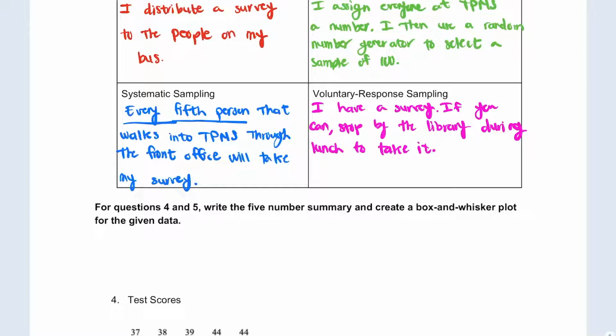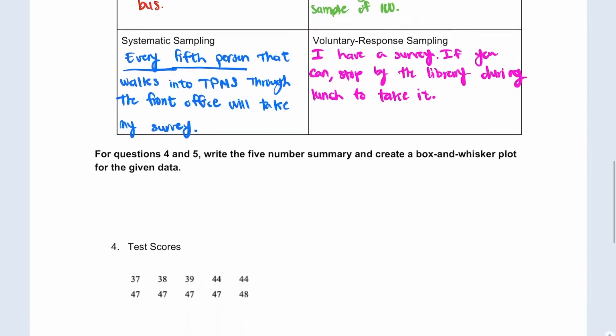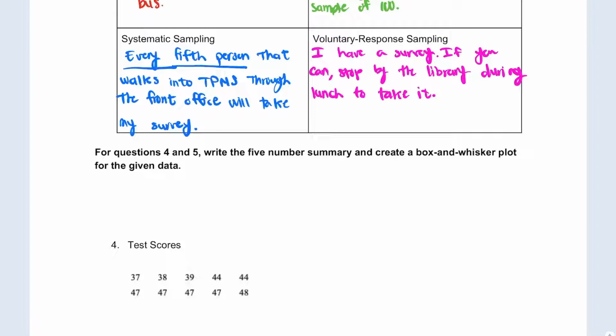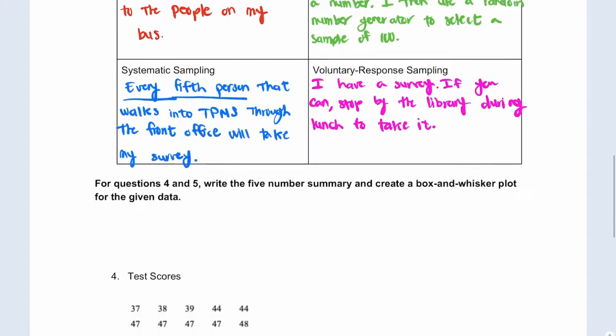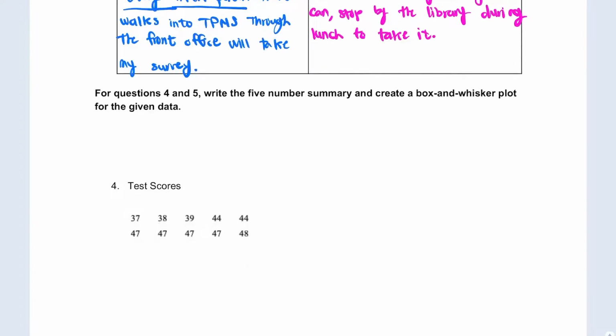Okay, so voluntary response sampling relies completely on the good nature of others. Hopefully you get some volunteers to take the survey. There are instances where you don't get very many volunteers, and that's really the issue with voluntary response sampling. It's a little hit or miss. You may get data, you may not get data, and yeah. So random sampling just kind of tends to be our best bet.